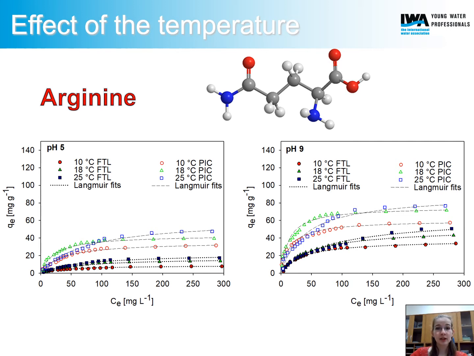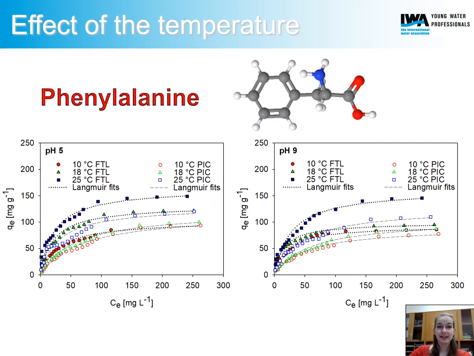Arginine is a strongly basic amino acid, and that is why it was removed better with Picabiol, because this activated carbon has a much lower point of zero charge. The dominant adsorption mechanism of this amino acid is electrostatic interactions, which was confirmed by the strong pH dependency. In the case of phenylalanine, it's something else.